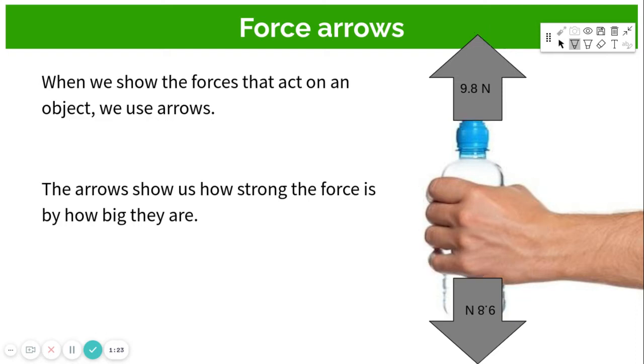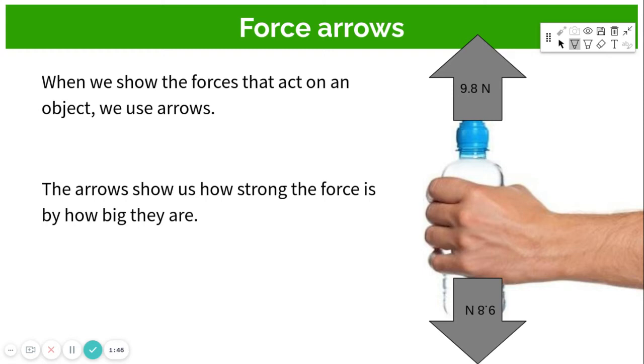So if I make the arrow bigger, it means the magnitude's bigger. And by magnitude, I mean the number is bigger. The number of newtons gets bigger. If I make the magnitude smaller, then the number of newtons gets smaller. Okay? But these two are the exact same, so they're canceling each other out. Because 9.8 is pushing up, 9.8 is pushing down, so they're pushing against each other and canceling each other out.